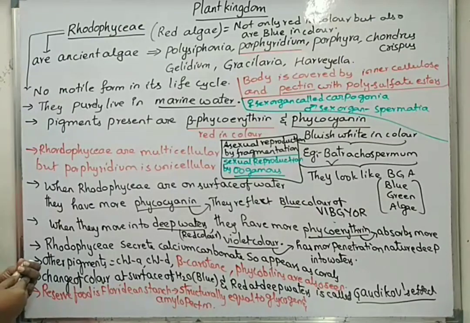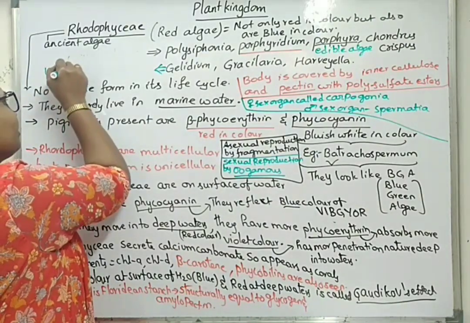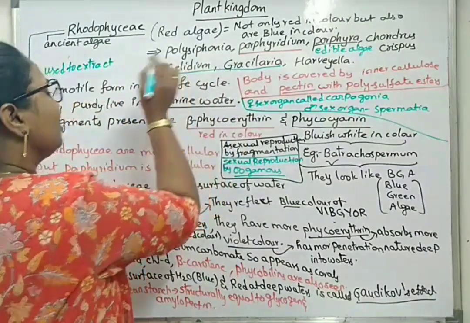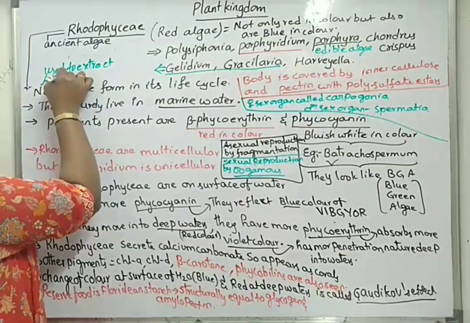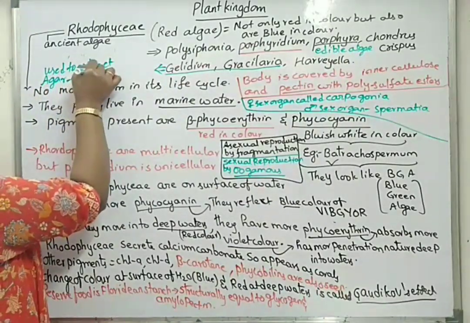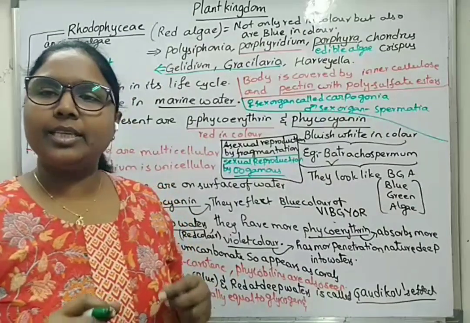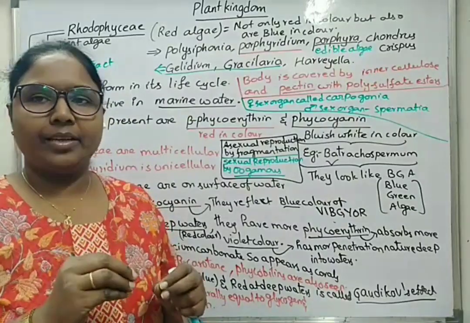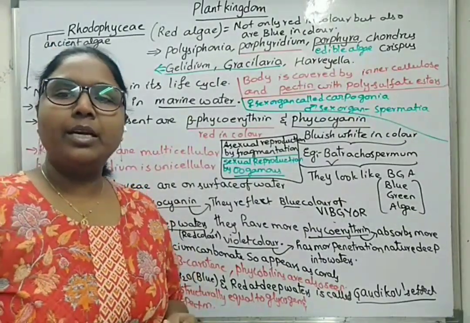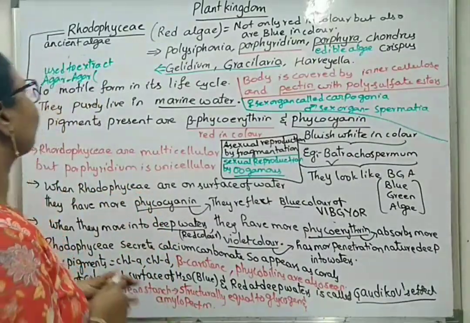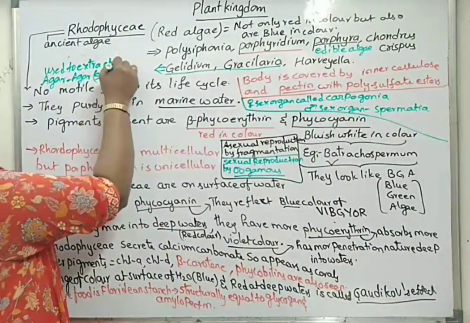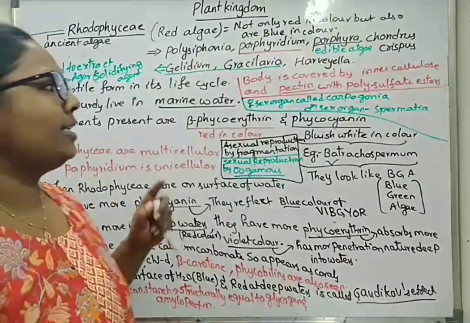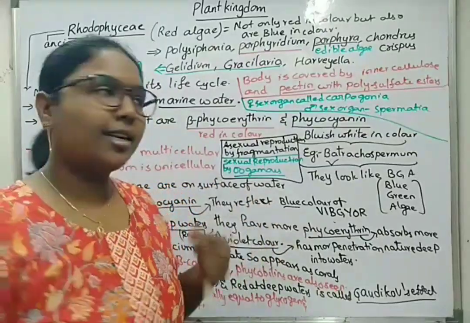Next, coming to economic importance, Gelidium and Gracilaria are both used to extract agar-agar. Agar-agar is a solidifying agent. When we add agar-agar to warm water, it solidifies, converting from liquid to semi-solid or solid. Harveyella is a parasitic alga, a parasite on other algae.